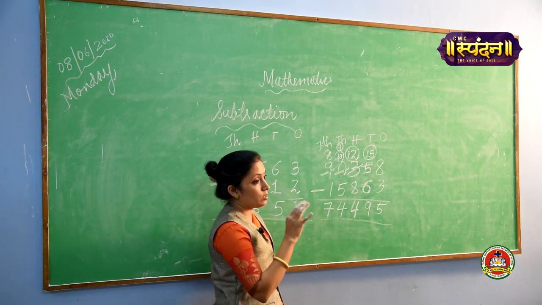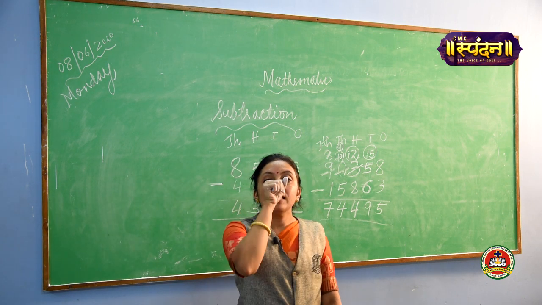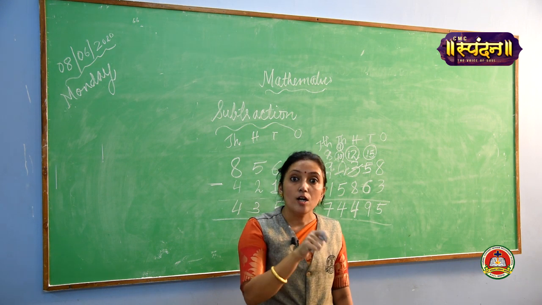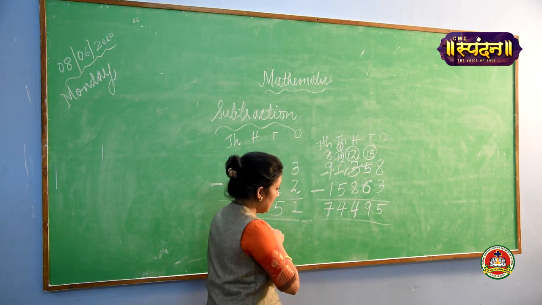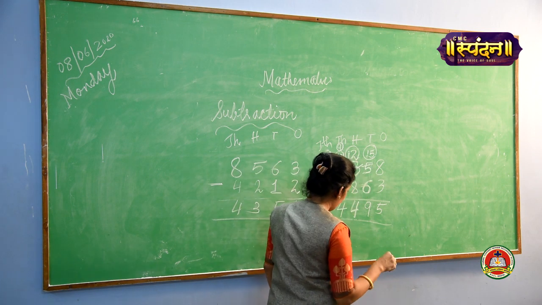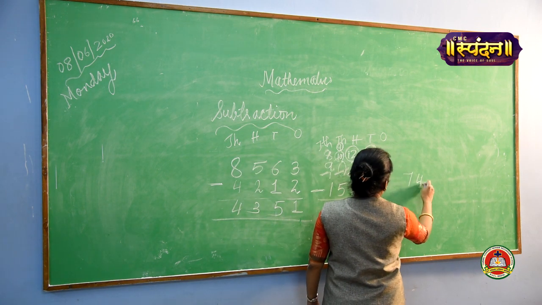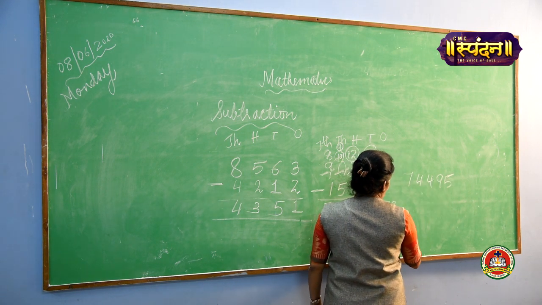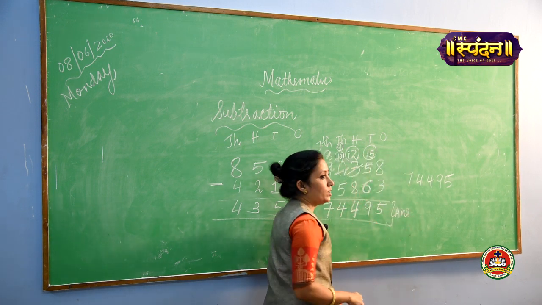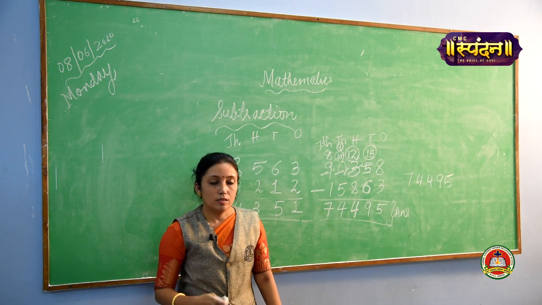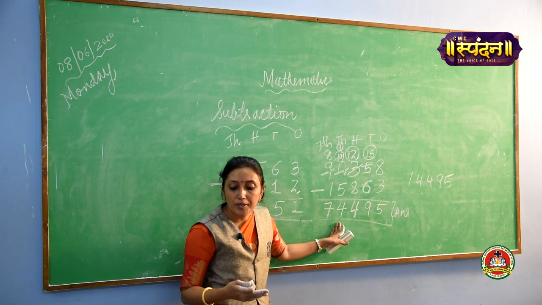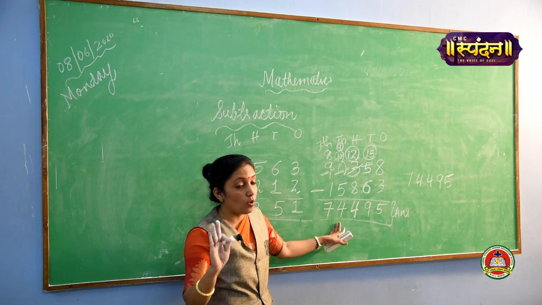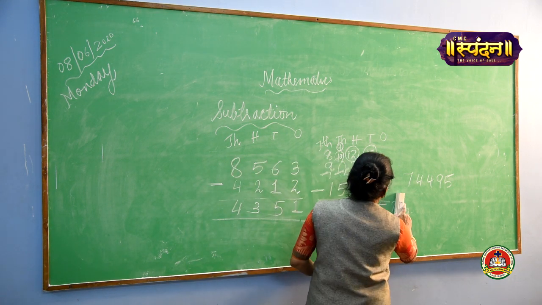74,495 is over. Now one more topic is there in this: checking the answer, whether my answer is correct or not. What is the method to check the answer? Let's quickly see how to check the answer. Children, 74,495 is my answer. So if my answer has come, how am I going to check whether it is correct or not? That is very important. How can I check?